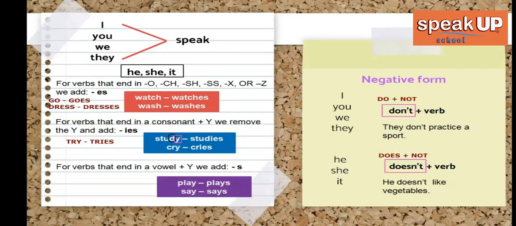And the verb. Now here, when we have the negative form, we don't add the letter S to the verb. That is very important for you to remember, okay? It's not "doesn't likes." It's just "doesn't like." That's it. We add ES only with the singular pronouns, he, she, it.